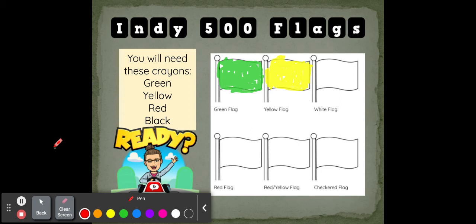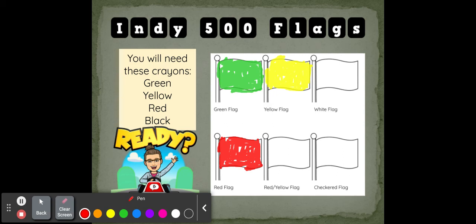The next flag we're going to talk about is the white flag, and the white flag means that there's one more lap in the race. So when the flag person waves that white flag, that means that there's one more lap in the race until the race is over. We also have a red flag, so go ahead and color in your red flag. And the red flag means that there's been an accident and they're going to have to stop the race for a little bit. So go ahead and color in that red flag.